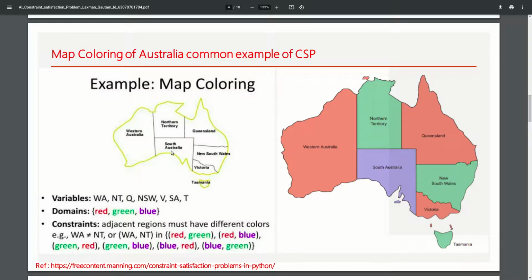So we must apply different colors, and every province in the Australian map should have some color, meaning any color among red, green and blue, which is how the CSP problem is set up. The actual solution could look like this. Maybe we can have a different combination of colors, but it meets the requirement that bordering, touching states or provinces do not have the same color. This is one real common example which we find across different books.